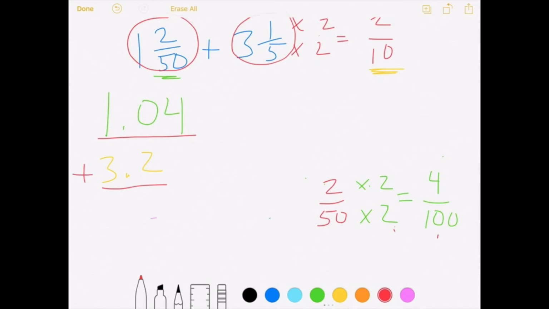Now they can easily be added. Put your spacer, don't forget your decimal, and you'll get 4, 2, and 4 for an answer of 4 24/100.